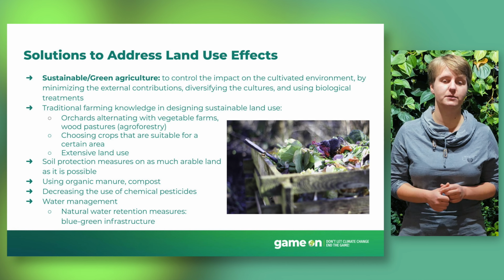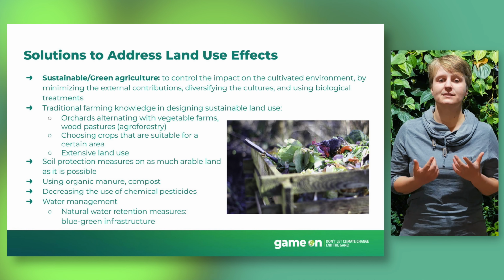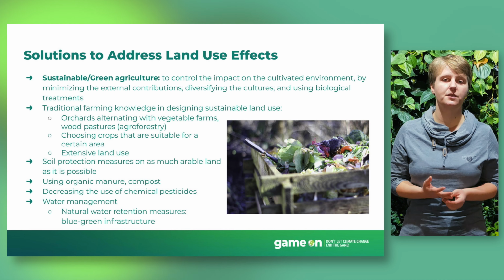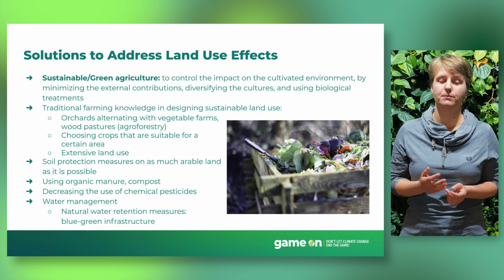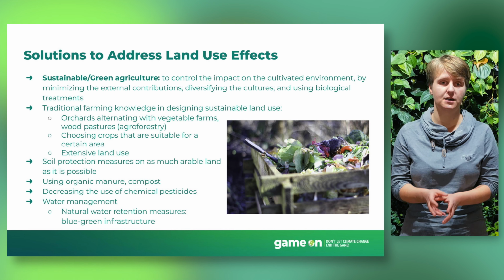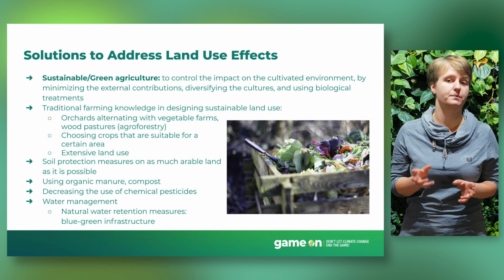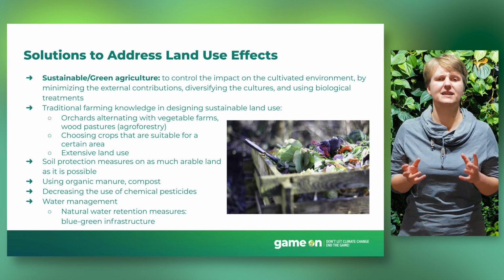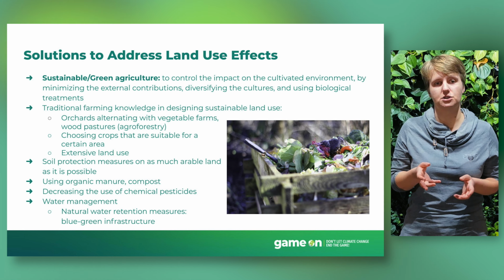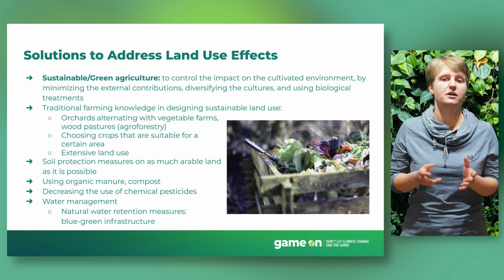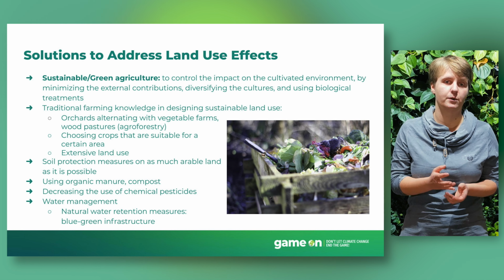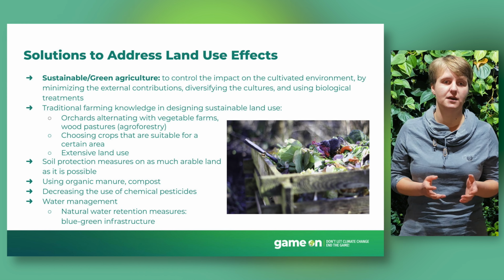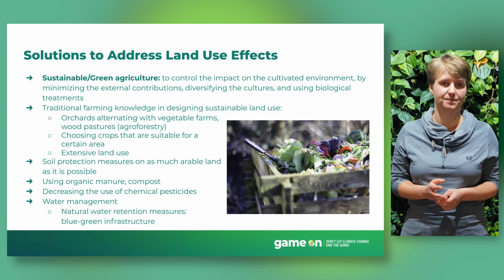Another solution is sustainable or green agriculture. With sustainable agriculture, we can control the impact on the cultivated environment by minimizing the external contributions, diversifying the plantations, and using biological treatments. We can take the good practices of traditional farming knowledge to achieve sustainability. For example, by having orchards alternating with vegetable farms, or by choosing crops that are suitable for a certain area.